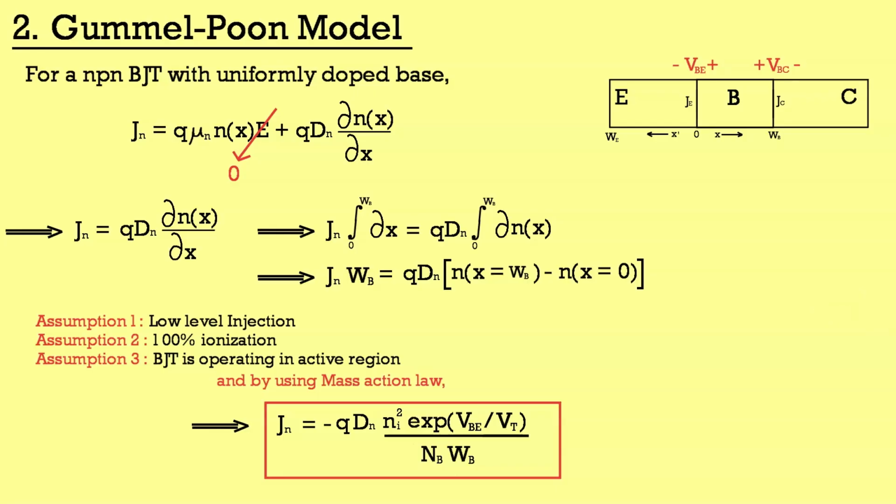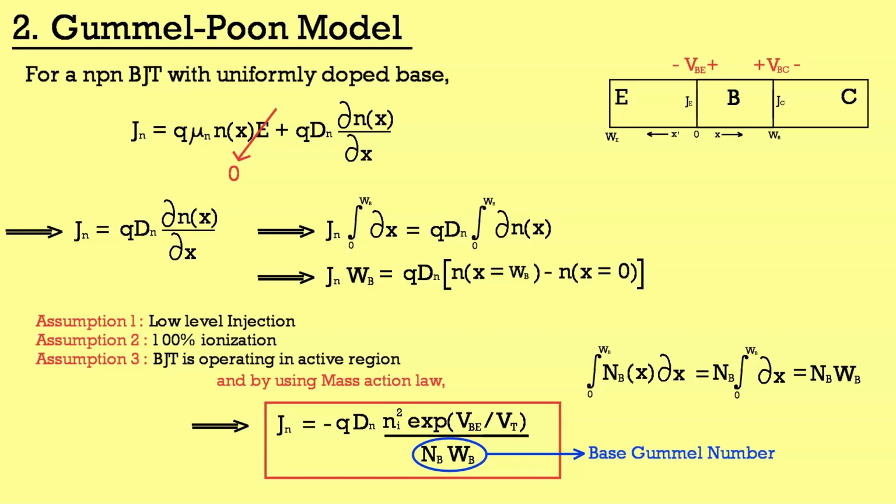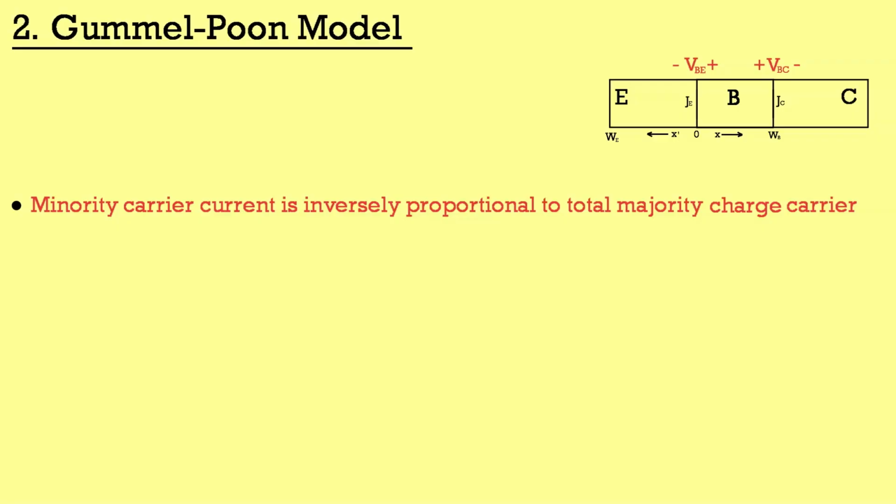You can see the base Gummel number comes out to be equal to the doping concentration of the base times the base width. And if we had found the base Gummel number with the help of the expression which we got for the non-uniformly doped base, then also we would get the same value of base Gummel number for the uniformly doped base. One important point you have to keep in mind is that in the Gummel-Poon model, minority carrier current is inversely proportional to total majority charge carrier.